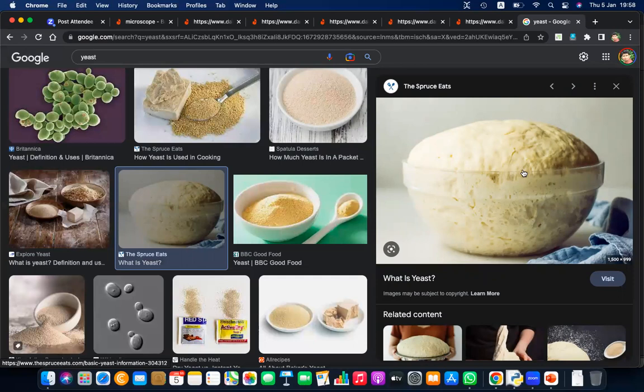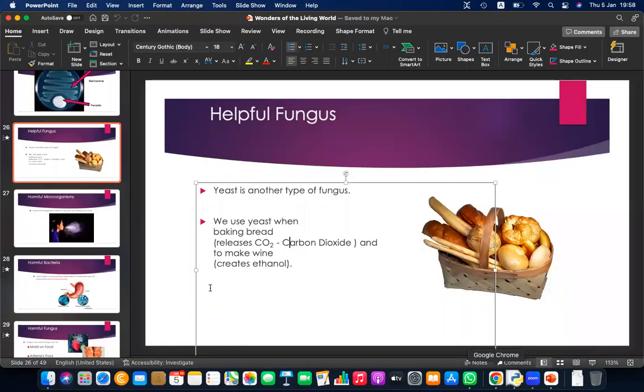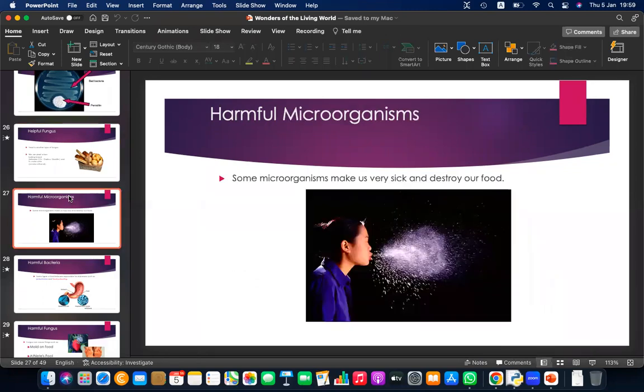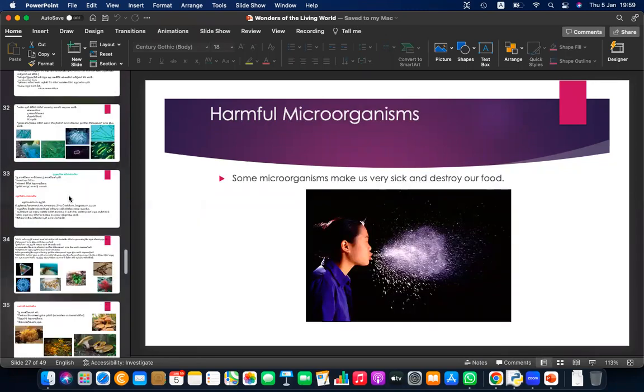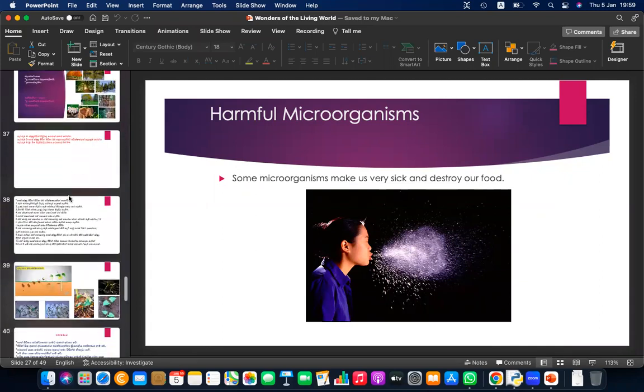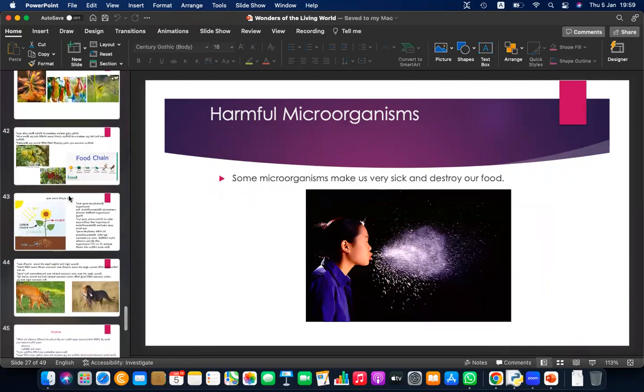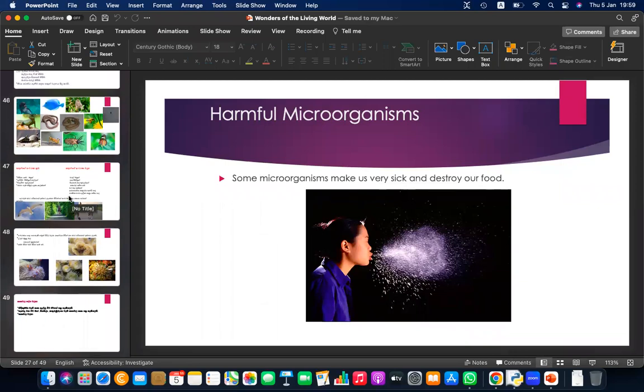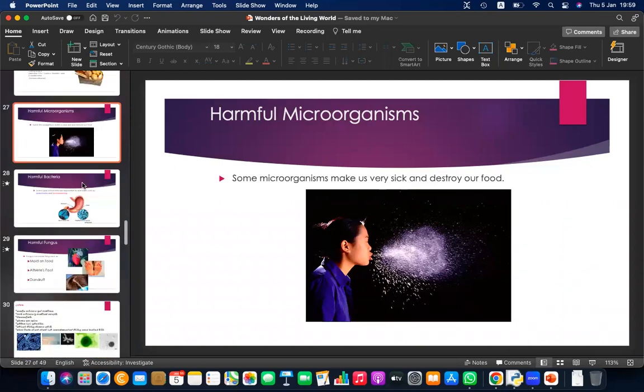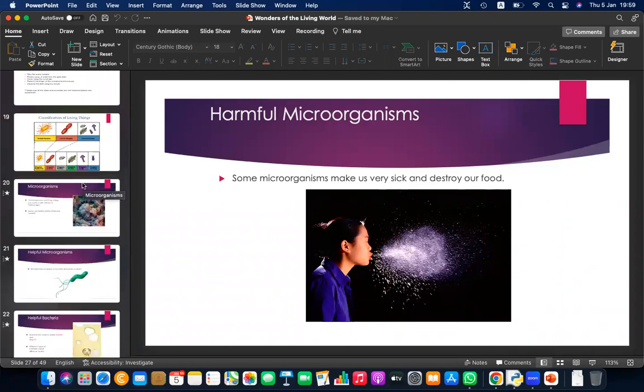Naturally we use yeast, and the artificial or non-biological process is using baking soda instead of yeast, right? Then we have learned about the helpful microorganisms. Next day we will discuss the harmful microorganisms. There are a lot of harmful microorganisms, and we need to learn about that, and also about the food chain and different other categories of living beings. So let's keep that lesson for the next day.